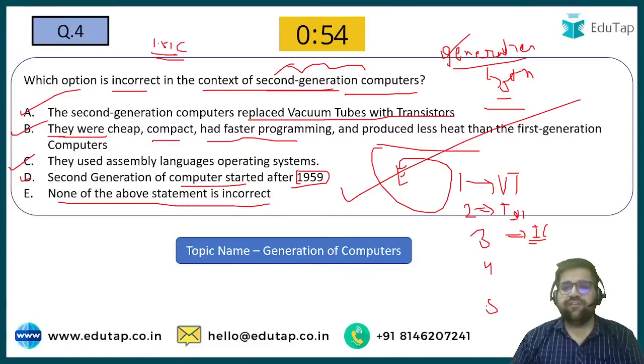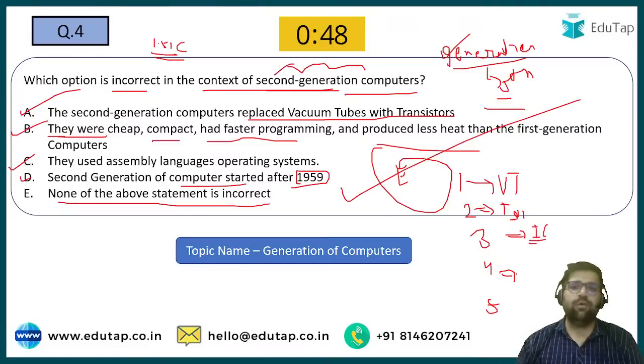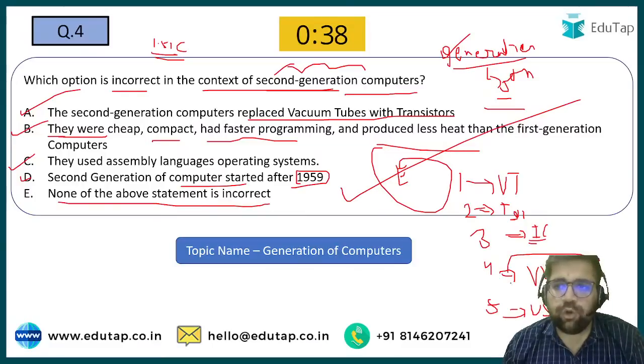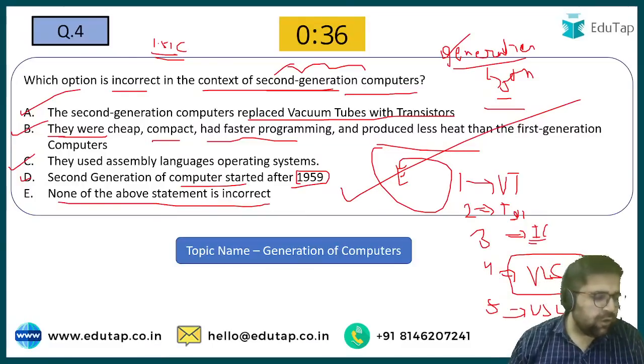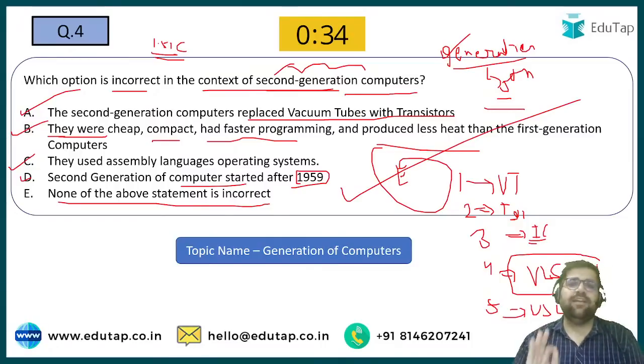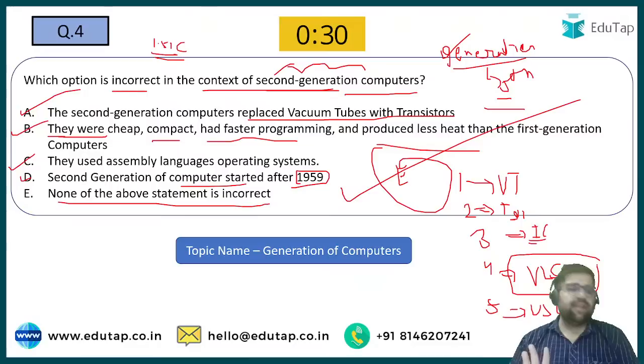In fourth and fifth generation, remember, the scope of the computer began and the speed of the computer just touched the seventh cloud. So in fourth generation, we started to use something which is called VLSI. And in fifth generation, we started to use something which is known as ULSI. Now, I am opening the floor to know the full form of VLSI. What is the full form of VLSI?